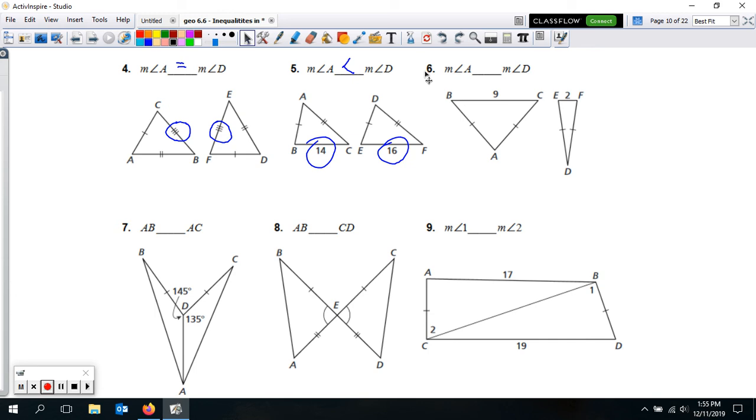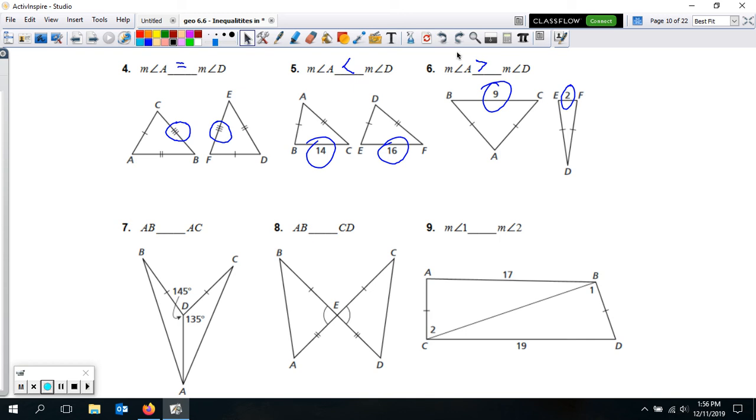And then for number 6, here for angle A, we're looking at the number 9. For angle D, we're looking at the number 2 right there. That's between EF. And of course 9 is greater than 2. So for this one, A is greater than D. And obviously you can notice that just from the diagram. But measure of angle A is greater than the measure of angle D.